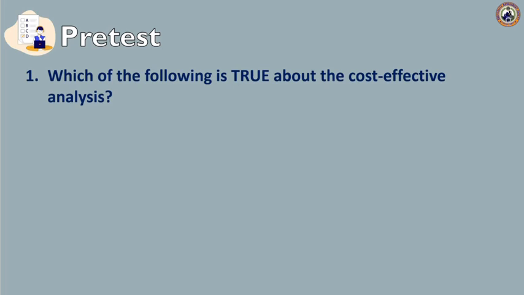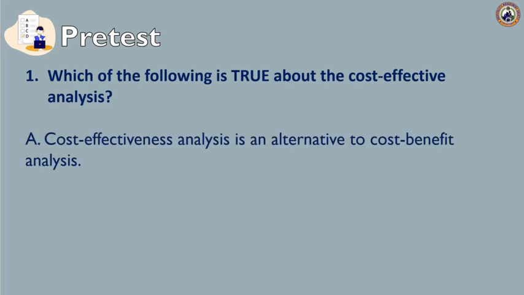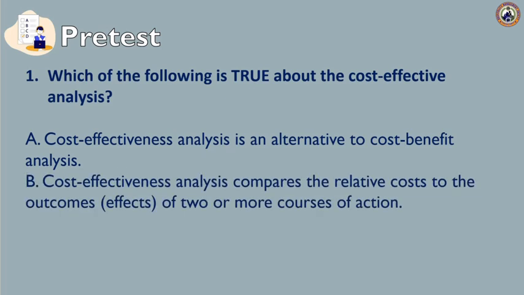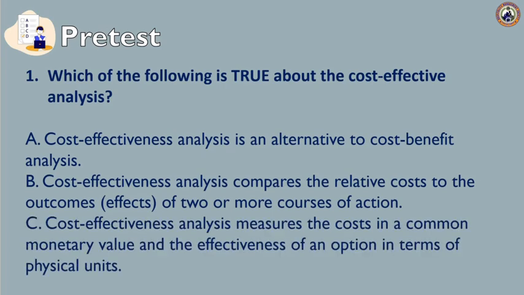Question number 1, which of the following is true about cost-effective analysis? A. Cost-effectiveness analysis is an alternative to cost-benefit analysis. Letter B. Cost-effectiveness analysis compares the relative cost to the outcomes or effects of two or more courses of action. Or C. Cost-effectiveness analysis measures the cost in a common monetary value and the effectiveness of an option in terms of physical units. Or letter D, none of the above. So the answer for question number 1 is letter D, all of the above. It means that these three statements were true.